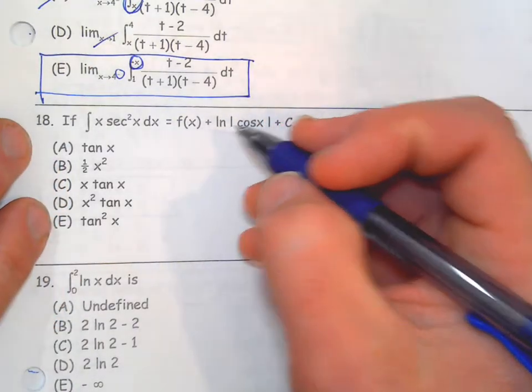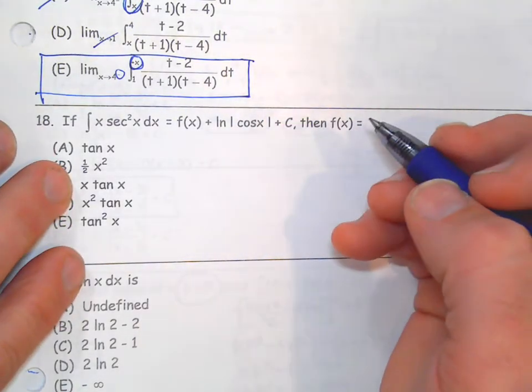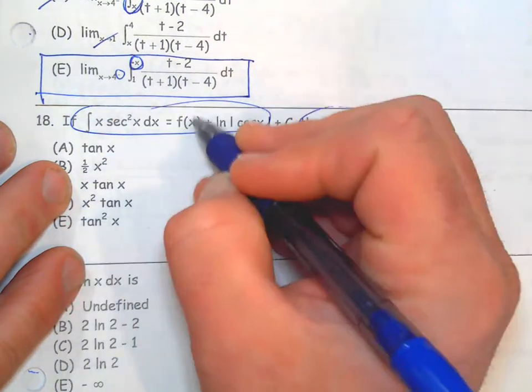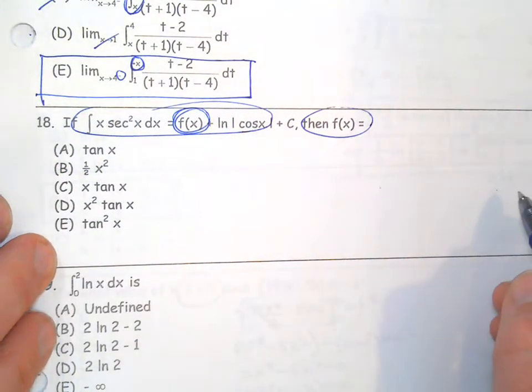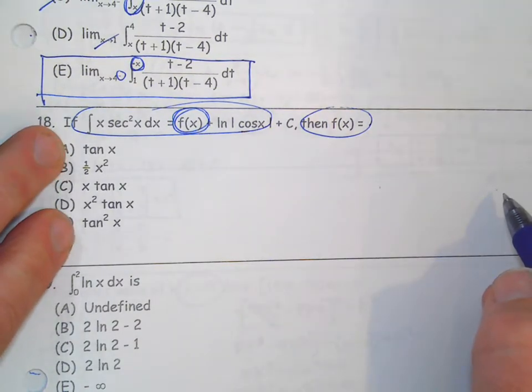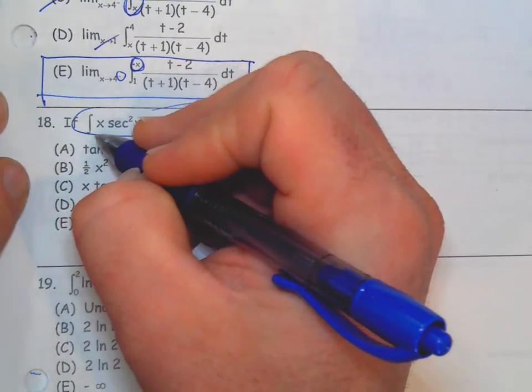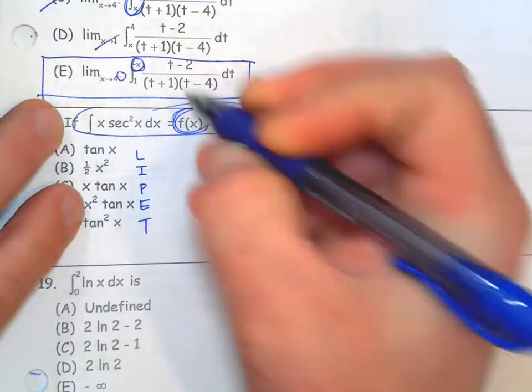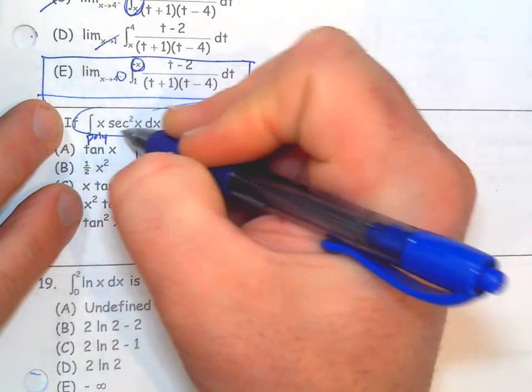18, I don't think we can... it says, so they're giving us the antiderivative, but we're trying to find f of x, I guess. I feel like this is probably going to be integration by parts. I think this is going to be LIPET. So this is poly trig.